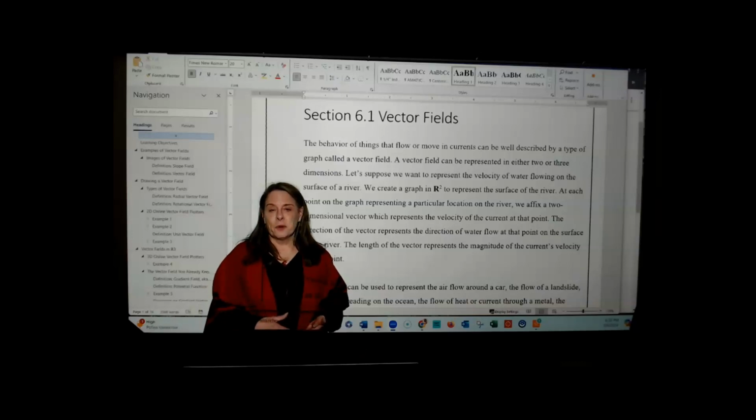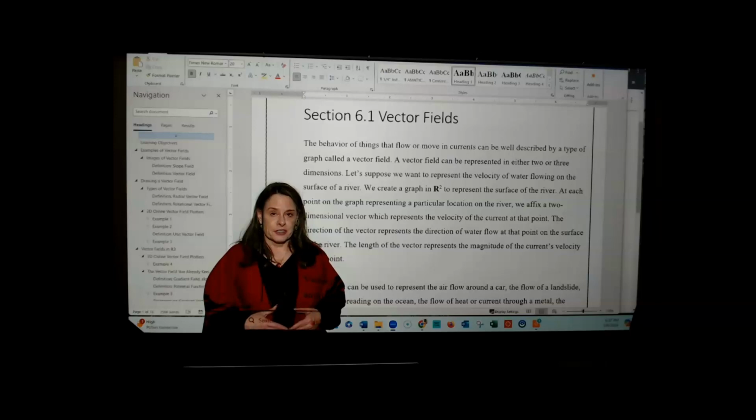In section 6.1, we begin our work with vector fields. Now, vector fields can be represented in 2 dimensions or 3 dimensions. If you want to understand what a vector field is, you need to think about things that flow.